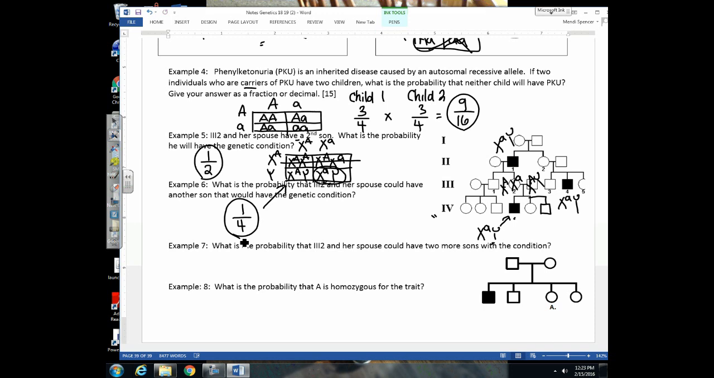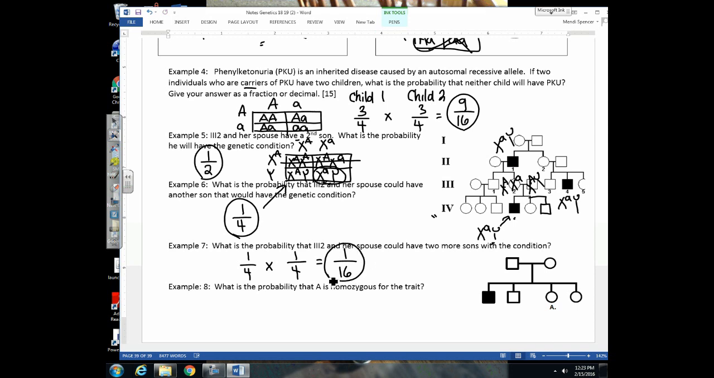We do not know if the next child is going to be male or female, so we have to factor that in as well. Example 7, what is the probability that 3-2 and her spouse could have 2 more sons with the condition? Again, it's not saying they have sons or that they have one and they're getting another son. It's just if they have 2 more children, what is the probability they're going to be sons with the condition? The odds that the first child is going to be a boy with the condition is 1/4. The odds that the second child is going to be a boy with the condition is 1/4. So the odds of them having 2 boys, both with this condition, would be 1 in 16.